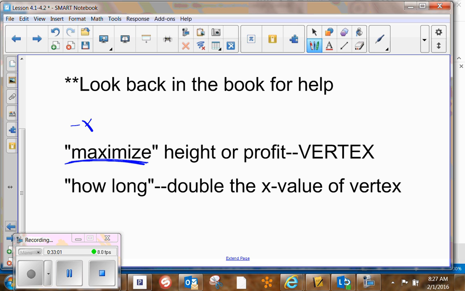Let's say it's this one, and I say a company goes by that equation for profit. If it wants to maximize the profit, well, wait a minute, this is a negative. Oh, yeah, that will be a maximum. Maximize the profit, so that's the output. It will be the output of your vertex here. That will maximize the profit.